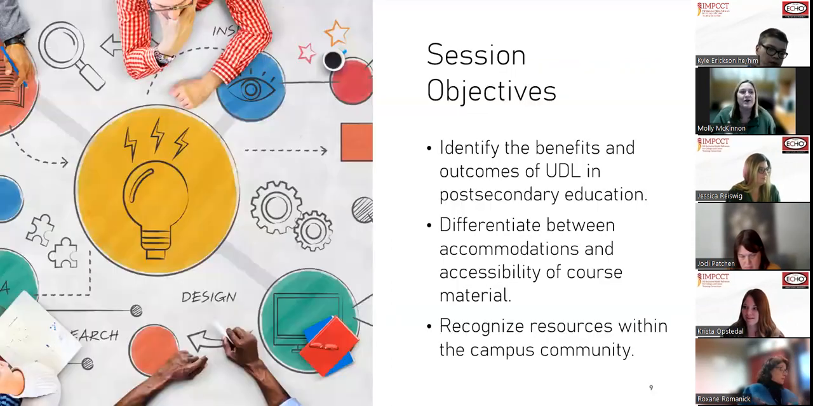So my role is, we'll talk about our learning objectives. When you are done, you should be able to know what UDL is, kind of a nice solid background of it. Identify the benefits of using UDL in your college coursework or your classroom or whichever part of your life you choose to use this. Really being able to differentiate between what are accommodations and what is accessibility. And then also recognize some resources within your campus community.